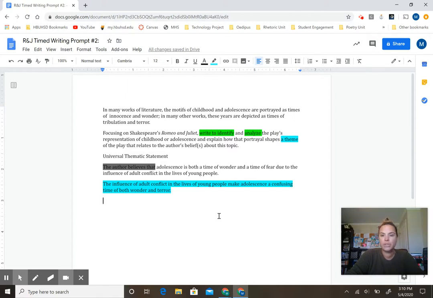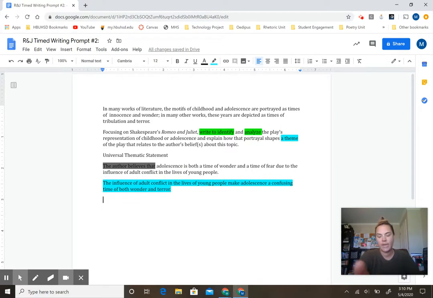Okay, so the next thing that we're going to do is the prompt. I'm pointing and you can't see me. The prompt is asking us to identify, and then we're going to analyze. In order to identify, all we have to do is point at it and say, there it is, there it is, right? Which means find moments in the text where this is happening. So identify moments in the play that show adolescence.